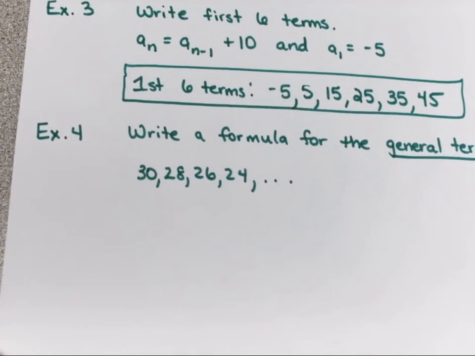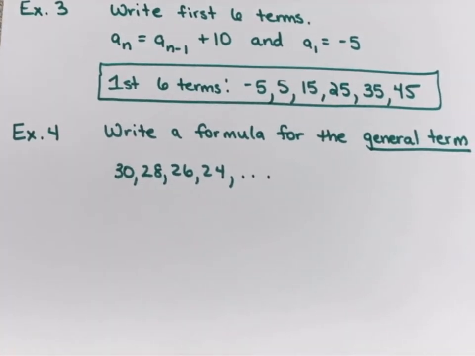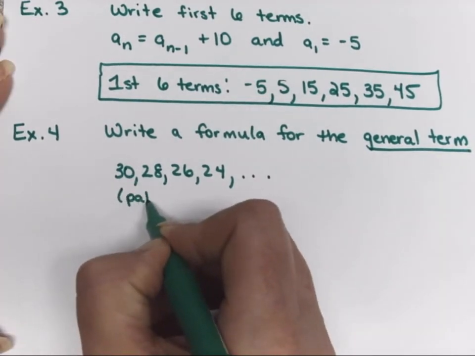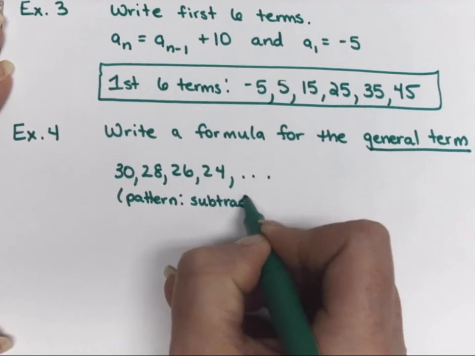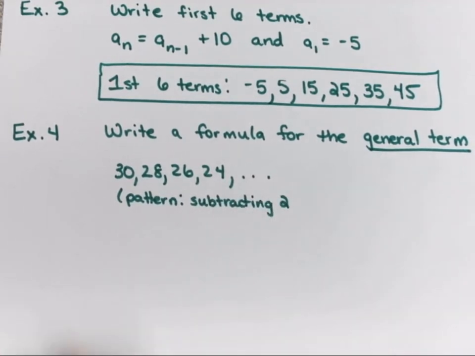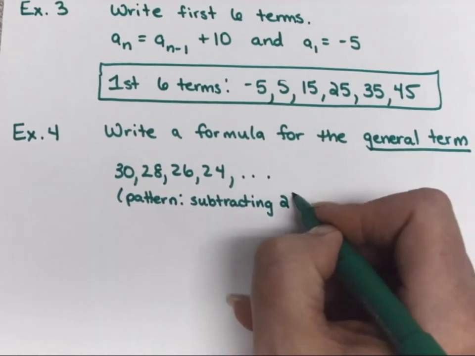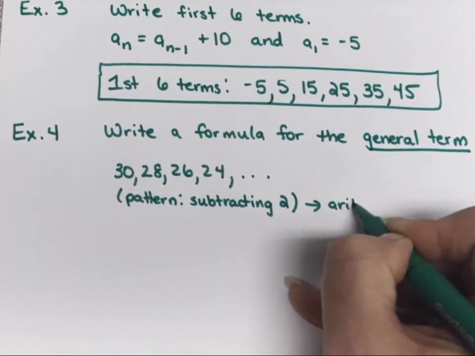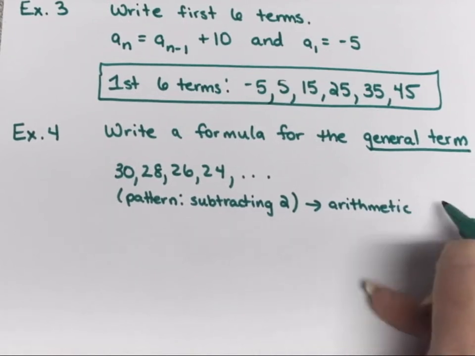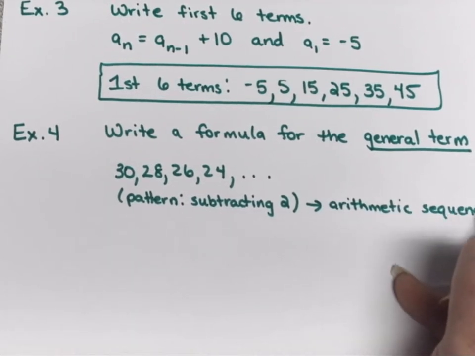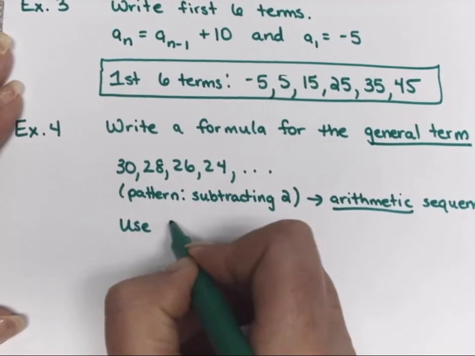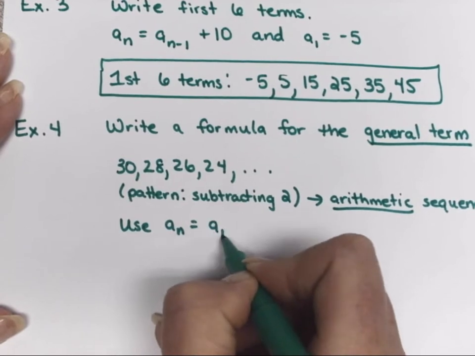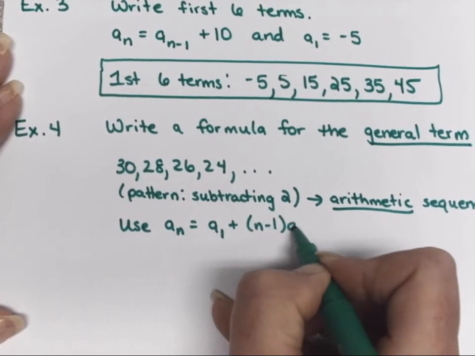So the good thing about arithmetic sequences is they're very easy to pick out what's going on. Okay, so what do you notice the pattern is? Yeah, we're subtracting 2 each time. Okay, so the pattern is we're subtracting 2. By the way, that means that this is an arithmetic sequence. If your pattern is constant and you're adding or subtracting, it's arithmetic. Okay, so what that tells us is we are allowed to use that general formula: a sub n equals a sub 1 plus n minus 1 times d.